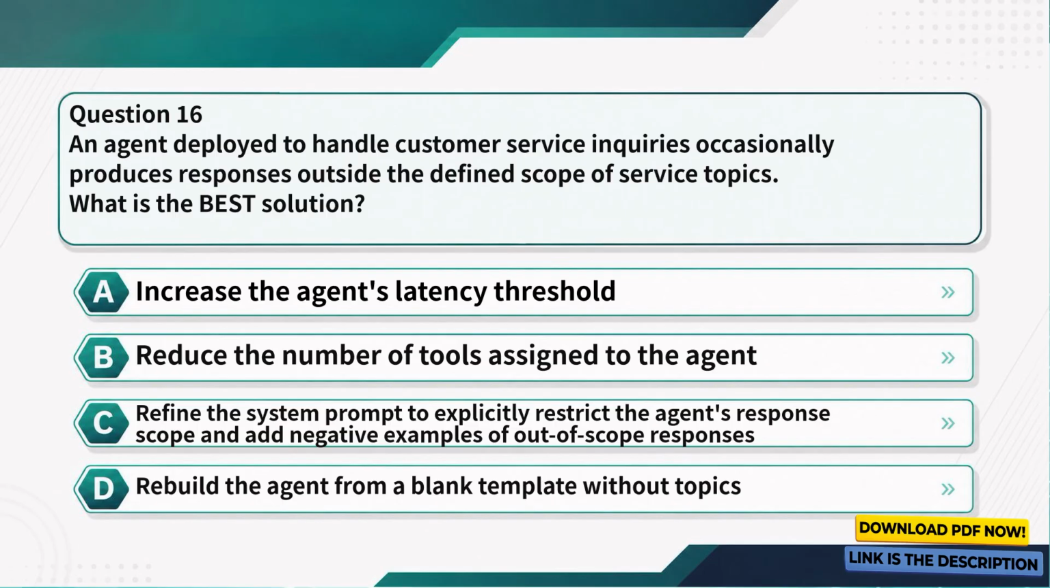Question 16. An agent deployed to handle customer service inquiries occasionally produces responses outside the defined scope of service topics. What is the best solution? A. Increase the agent's latency threshold. B. Reduce the number of tools assigned to the agent. C. Refine the system prompt to explicitly restrict the agent's response scope and add negative examples of out-of-scope responses. D. Rebuild the agent from a blank template without topics.